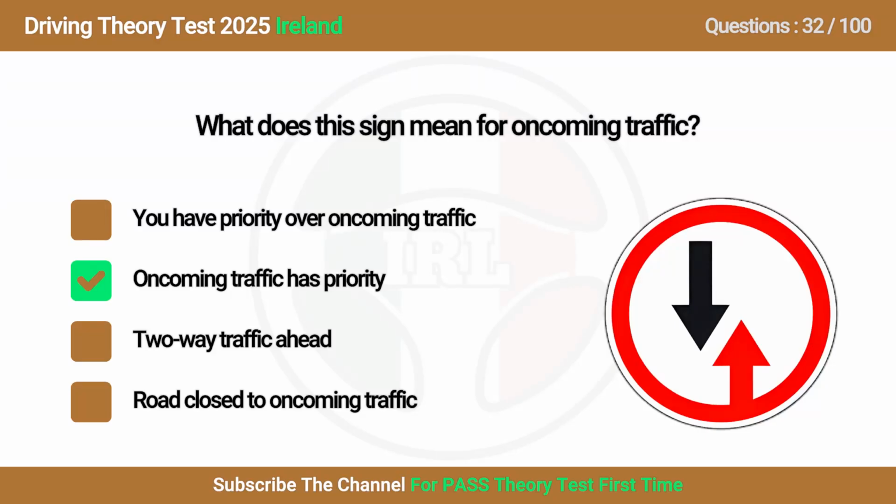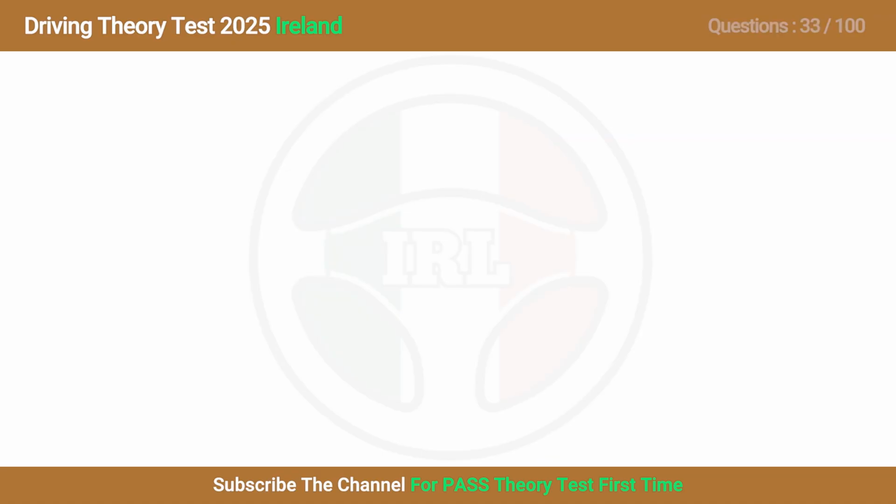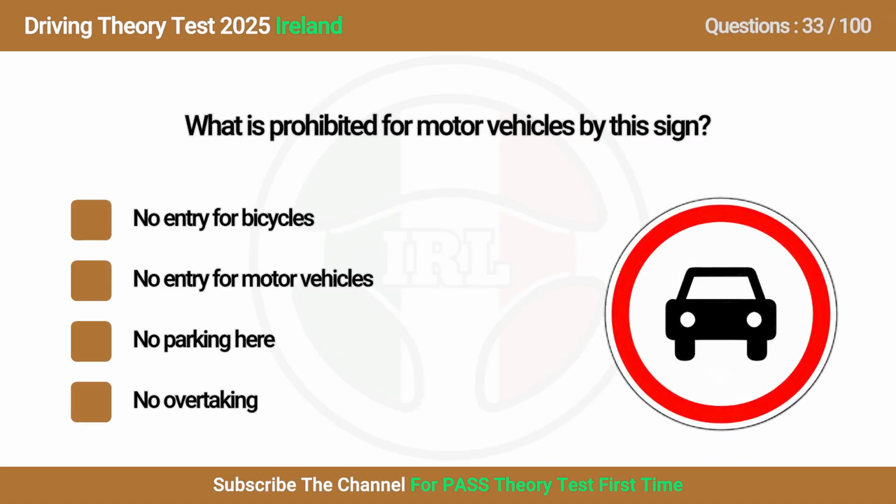Answer is B. Oncoming traffic has priority. This sign indicates that you must give way to oncoming traffic. It is often found on narrow sections of road where only one vehicle can pass at a time. Question 33. What is prohibited for motor vehicles by this sign? A. No entry for bicycles. B. No entry for motor vehicles. C. No parking here. D. No overtaking.